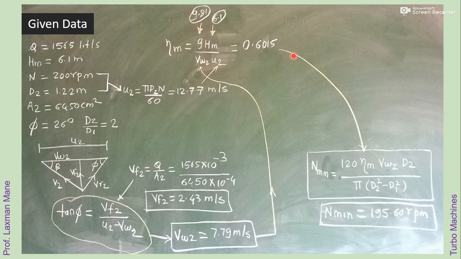This manometric efficiency value we use to find minimum starting speed. The formula is 120 times eta m Vw2 into d2 divided by π bracket d2 square minus d1 square bracket complete. So putting all the values in SI unit, we find the minimum starting speed of the pump in rpm.